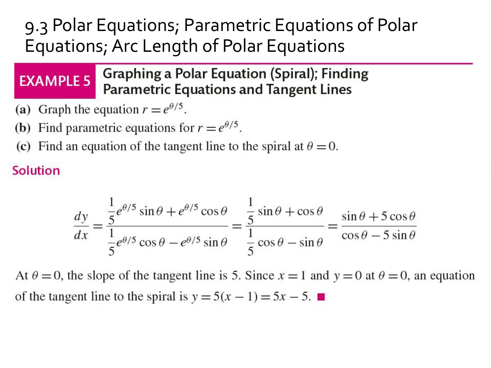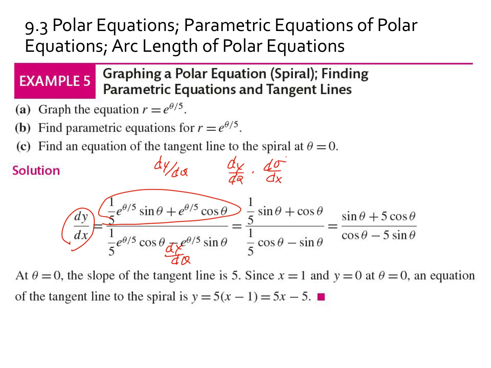So to get my dy dx, I have my dy d theta on the top, and I have my dx d theta on the bottom. So when you flip them, I would have dy d theta multiplied by d theta dx. So those are going to cancel, leaving you dy dx.